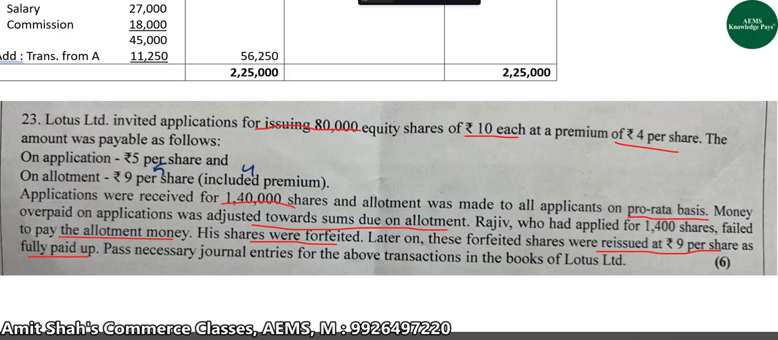Fully paid up means whatsoever is the face value of shares, the entire share certificate has been given to the new shareholder, the one to whom these forfeited shares have been reissued. It means by giving a certificate of rupees 10, only rupees 9 per share have been collected. It means shares have been reissued at a discount of rupee 1 per share. We have to pass journal entries for it.